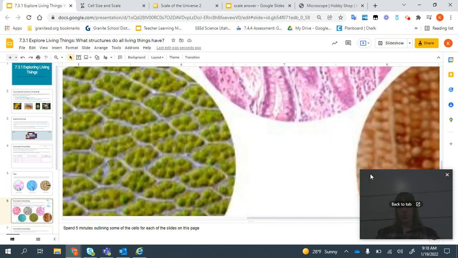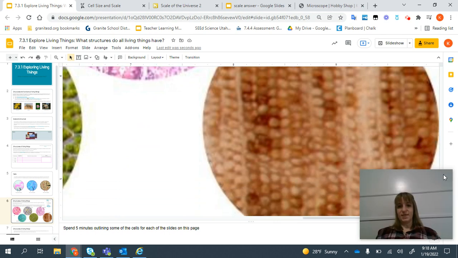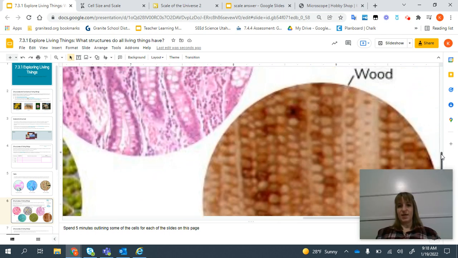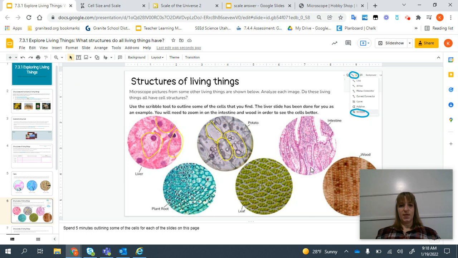And if you go down to the wood, the same thing. You can see the individual cells with the dark outline lined up next to each other. So if you want to zoom in to be able to highlight the intestine and the wood, then you can do that. You only need to spend about 5 minutes outlining some of the cells on the sides of this page. So take 5 minutes doing that, and then you are ready to move on to the next slide.